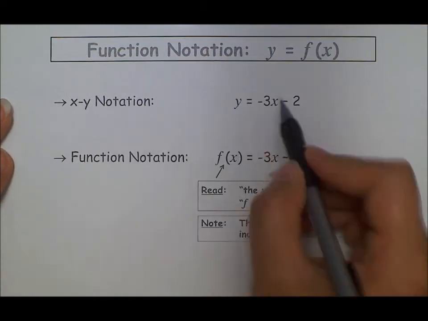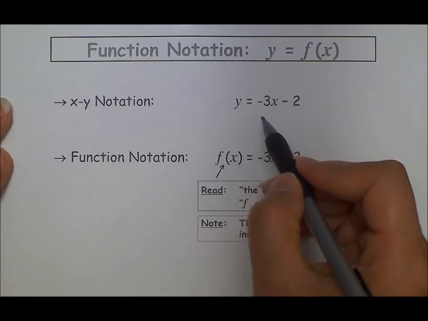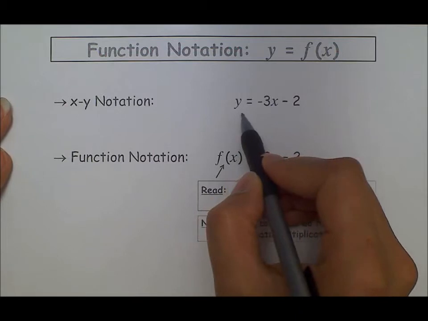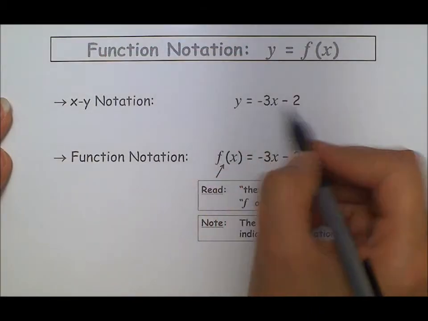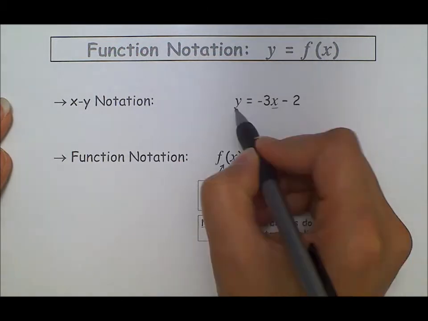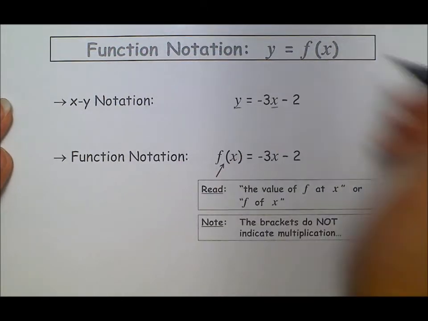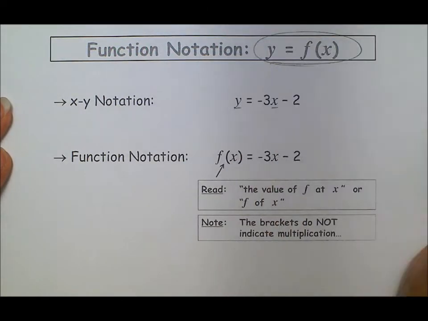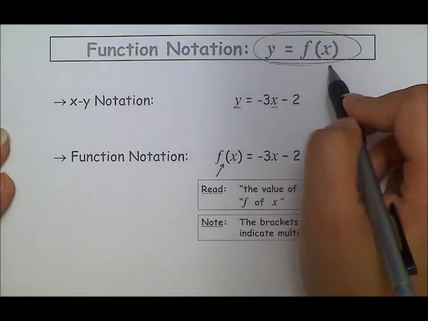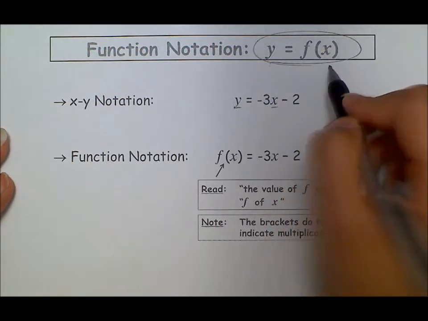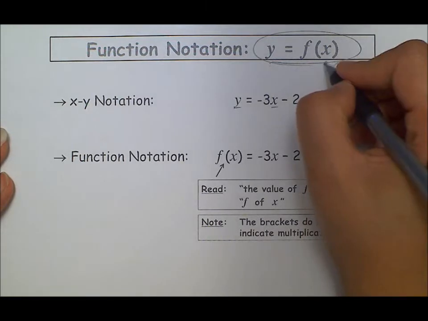So if we look at the example here, we saw this in the warm-up earlier, or in the review earlier. You'll notice that in XY notation, all this says is Y equals negative 3X minus 2. So we've used the variables X and Y. Okay? In function notation, all we really do is replace Y with f of X. Okay? So instead of writing Y, now we're writing f of X. The benefit to using function notation is that it tells you what the independent variable value is going to be.